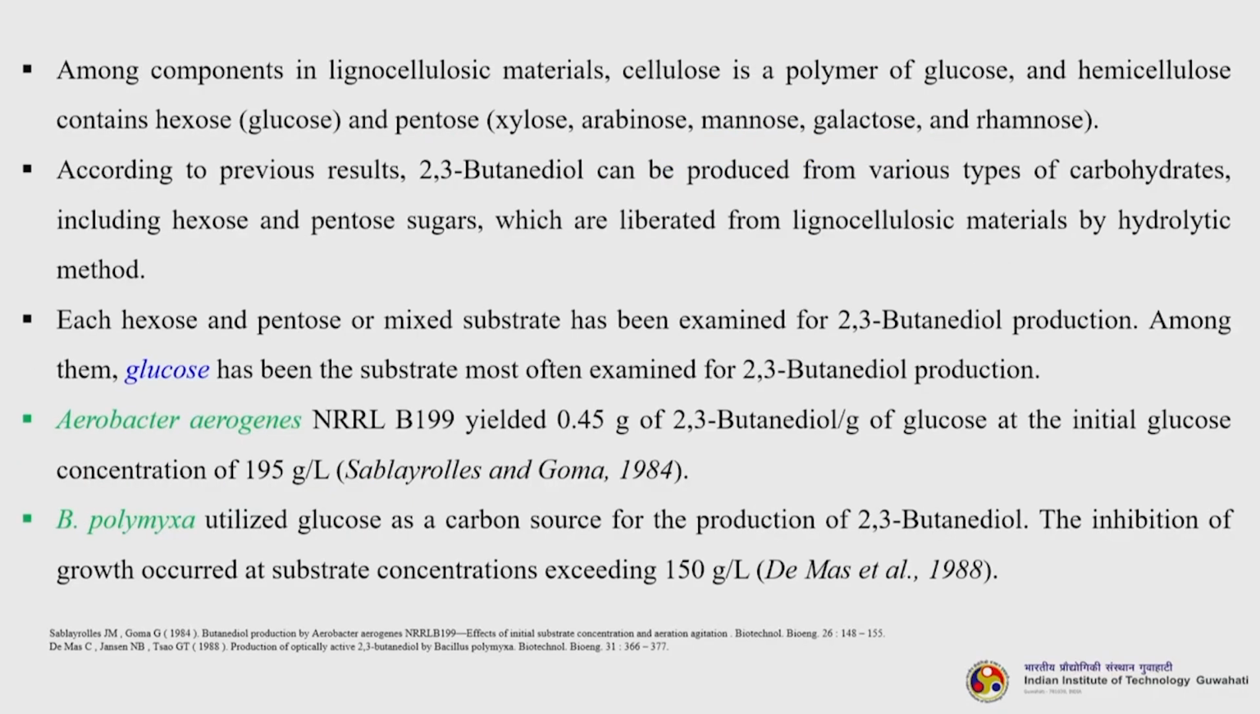Among components in lignocellulosic materials, cellulose is a polymer of glucose and hemicellulose contains hexose and pentose. According to previous results, 2,3-butanediol can be produced from various types of carbohydrates including hexose and pentose sugars, which are liberated from lignocellulosic materials by hydrolytic methods. Each hexose and pentose or mixed substrate has been examined for 2,3-butanediol production. Among them, glucose has been the substrate most often examined.